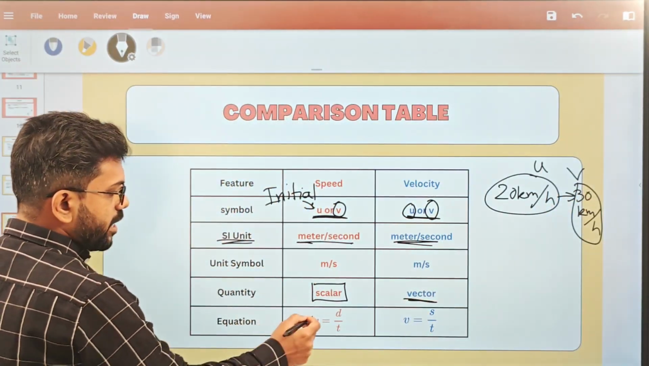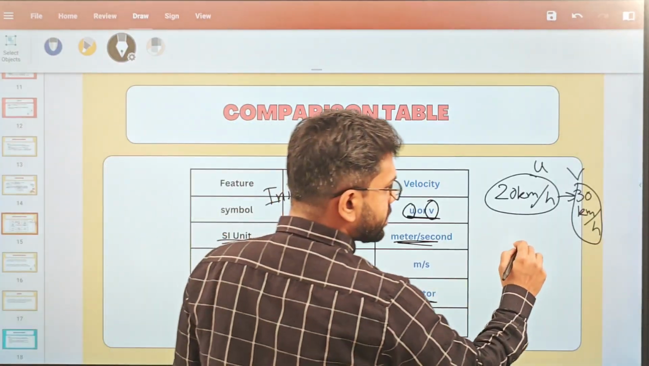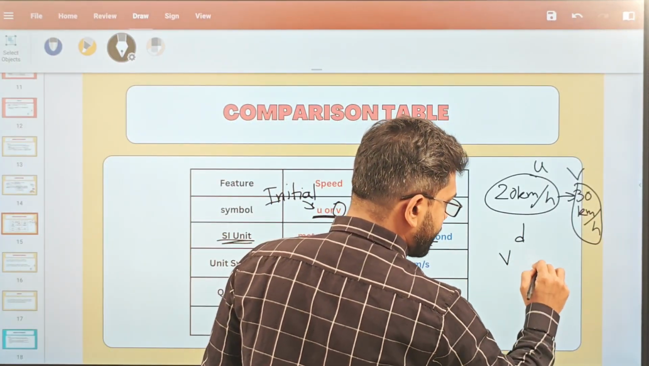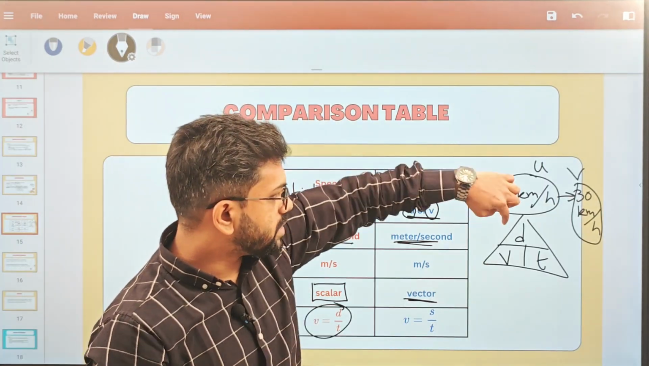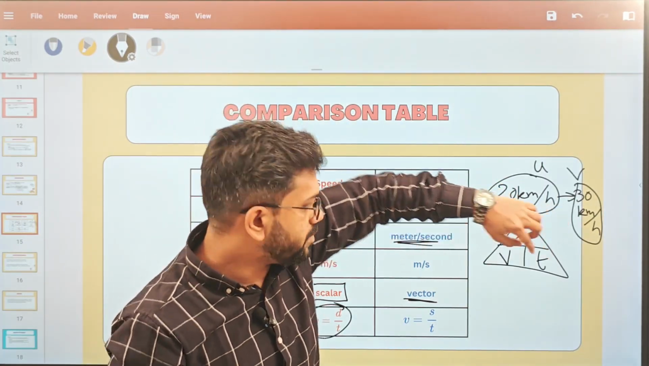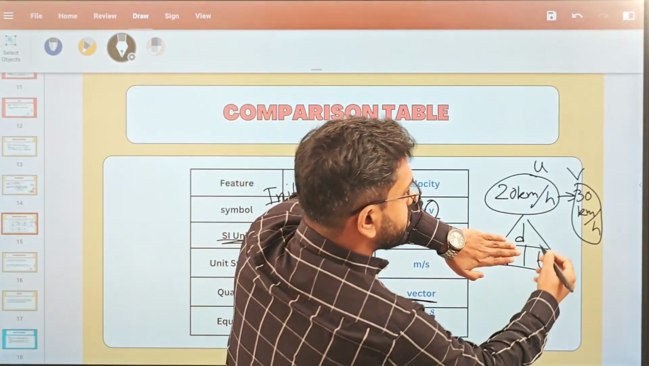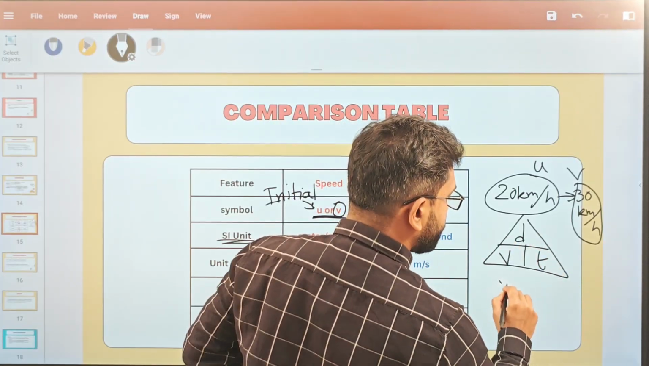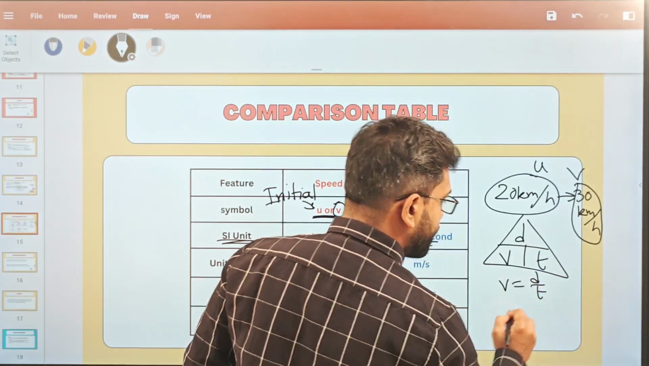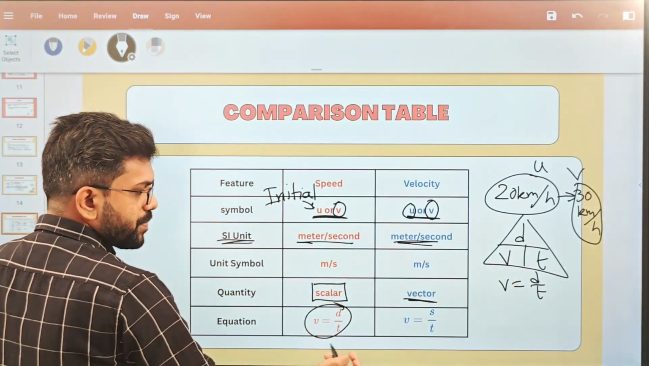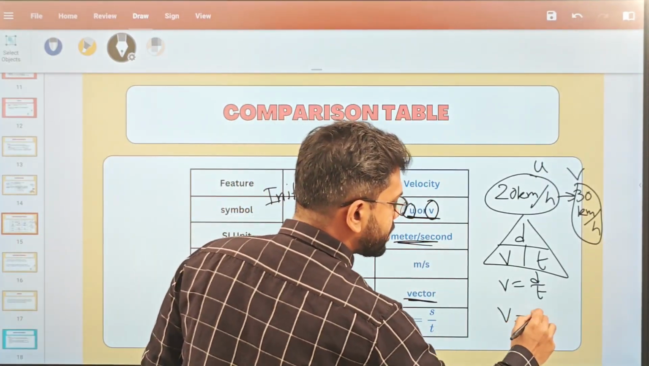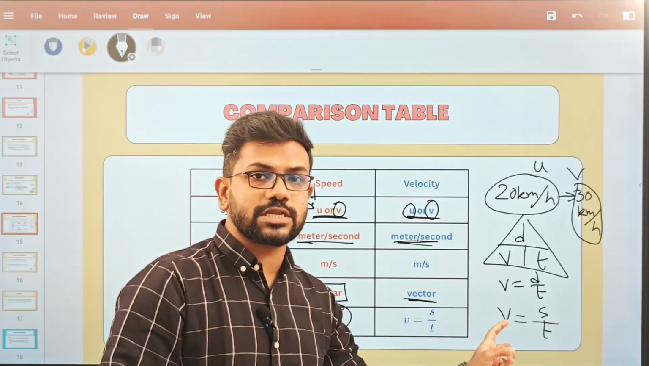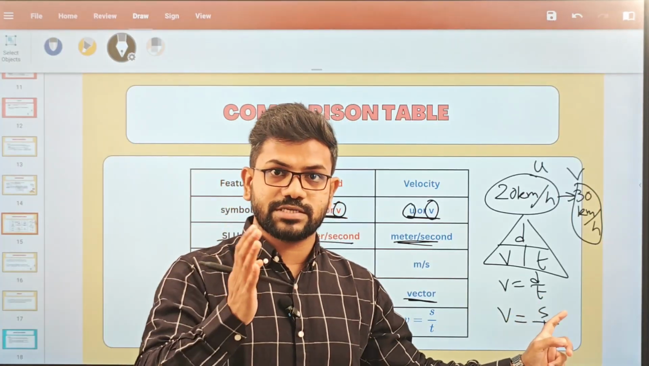Equation: we learned in the previous lesson that d equals v t in a triangle like this. So distance equals speed multiplied by time. If you hide speed here, you'll see that this is distance over time. So v equals d over t, distance by time. In the case of velocity, we will be writing v equals s over t, because velocity is related to displacement, not distance.